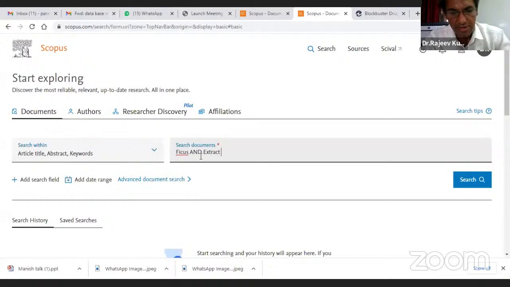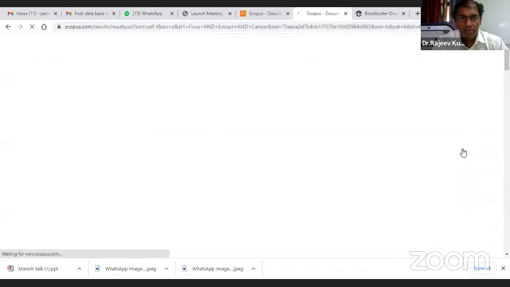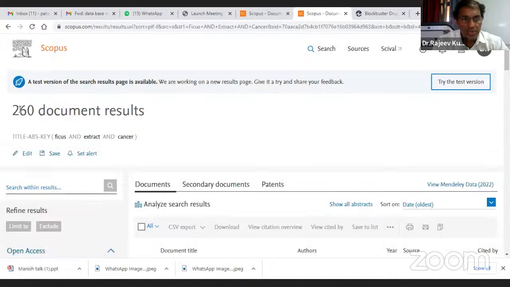The example I was showing you uses ficus and extract and cancer. If I carry out a search for these keywords and press the search button, you can see I'll be getting some results. I got 260 document results using and as the Boolean operator. Now I will show you how to narrow down 260. It is very difficult to study 260 documents and to find out the novelty of your invention.